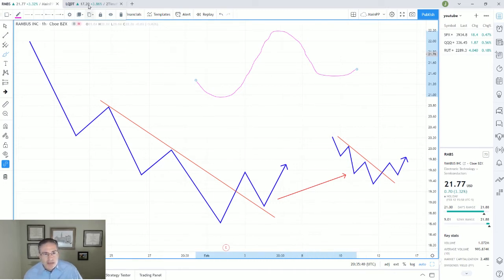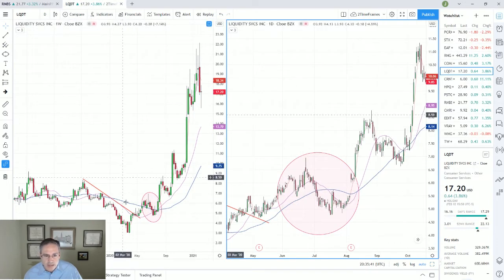So let's go ahead and look at an example of this on a real stock. If we look at what took place, this is Liquidity Services, kind of a small cap name, but it made a huge move. It was a stock that I had been looking at, especially in here and in here. But I want to show you how the bottoming process took place.